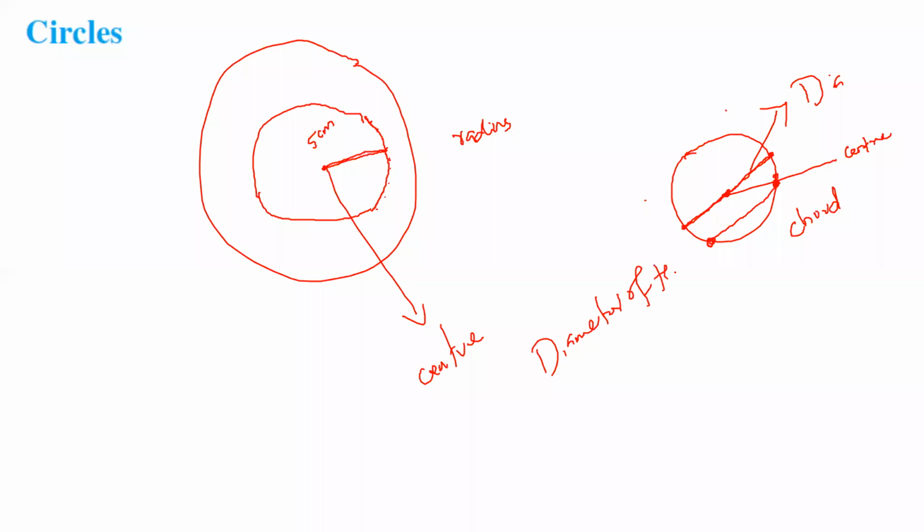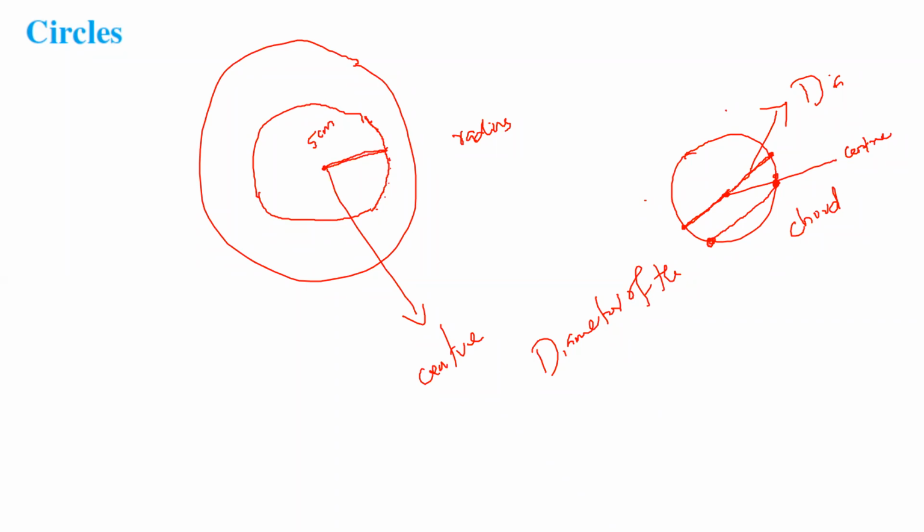So what is the diameter? Diameter is the chord passing through the center of a circle. Otherwise, you can define it as the largest chord. The largest chord in a circle is called the diameter. If you draw any other chord, it will be smaller than this one. So the largest chord, or the chord passing through the center of a circle, is called diameter.